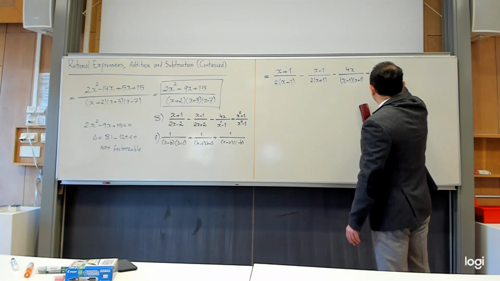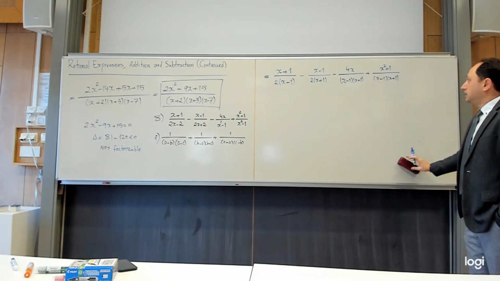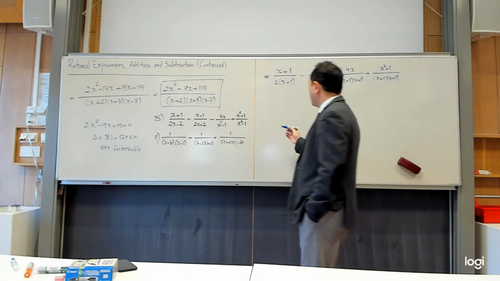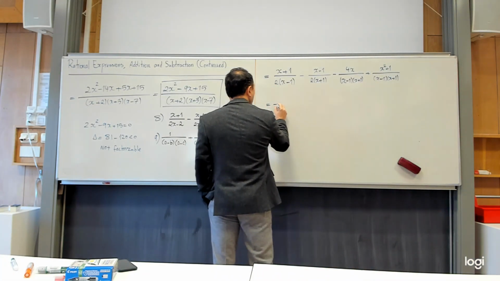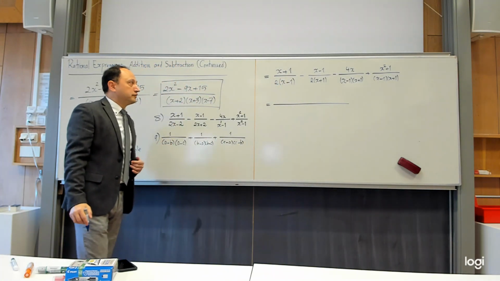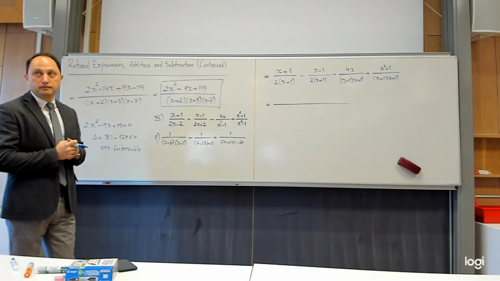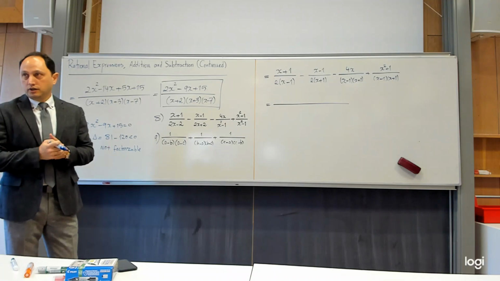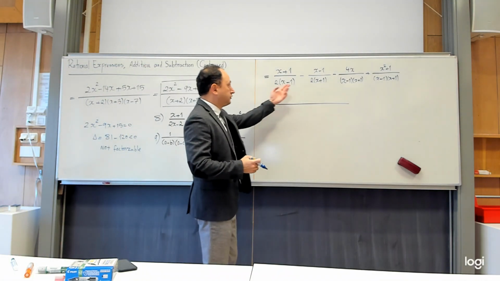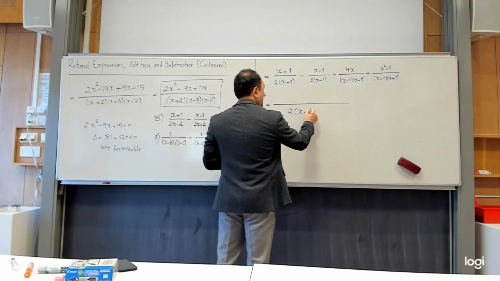X squared plus 1. Okay. Now, the only point that I want you to know is how to find the least common multiple between all those 4 fractions. So can you tell me what is that? 2, and then x minus 1 and x plus 1. Yes, so don't write 4. You don't multiply. So 2, x minus 1, x plus 1.